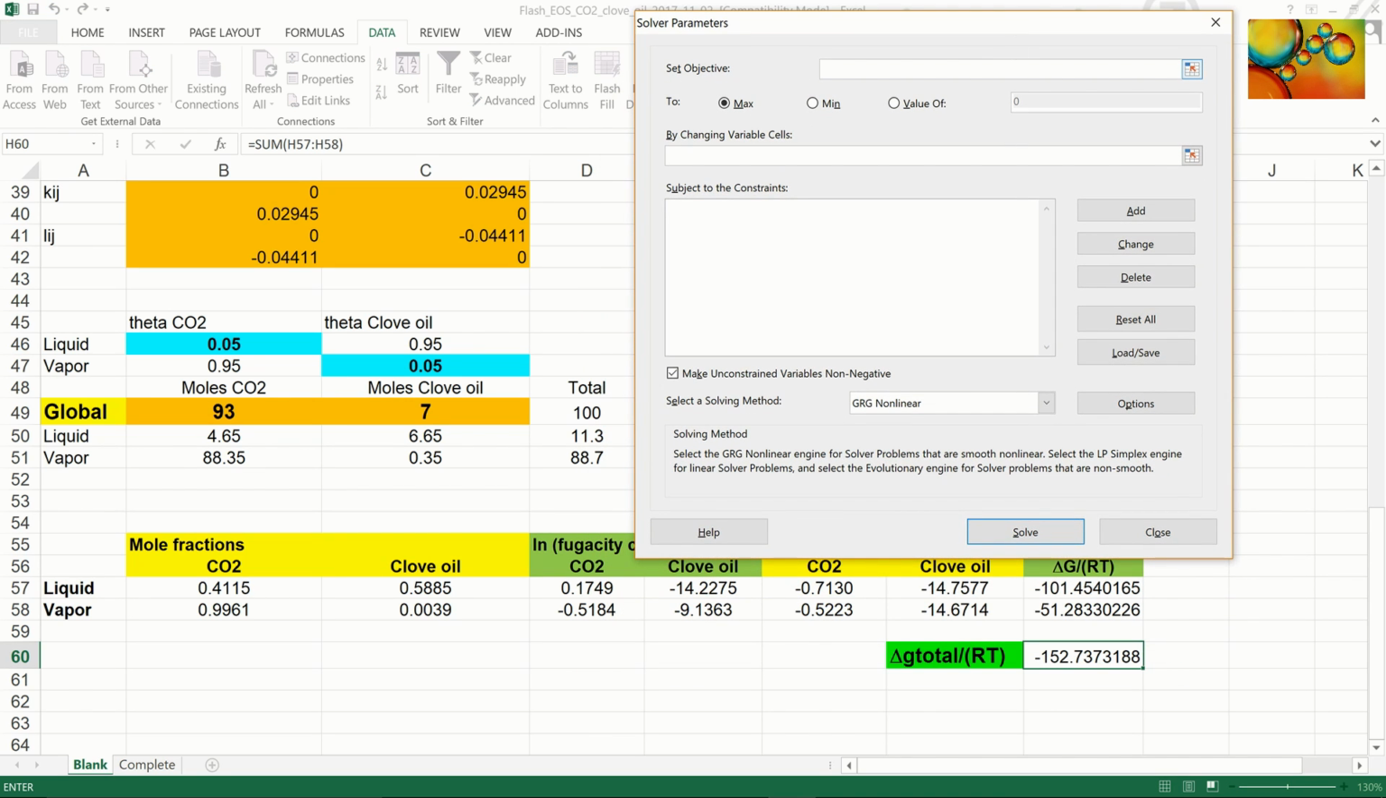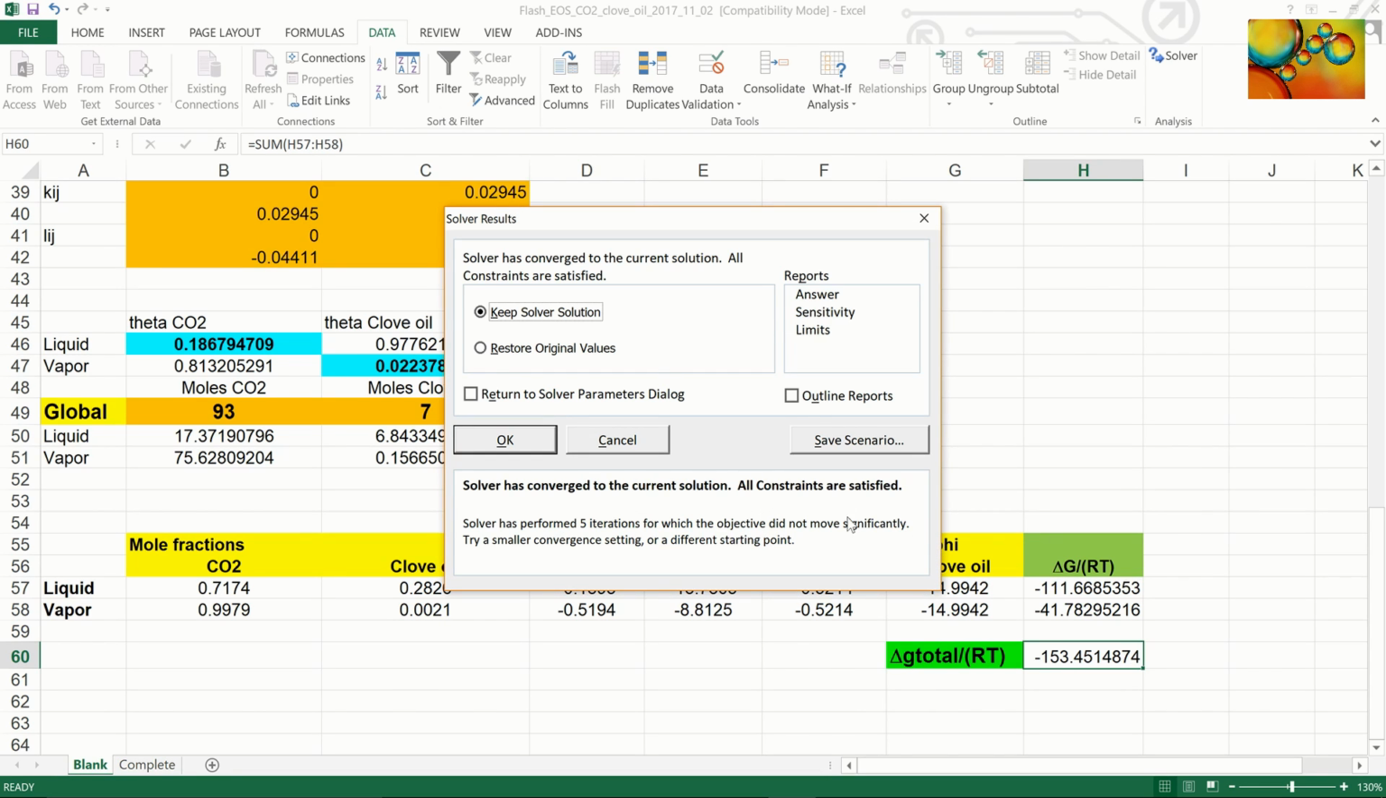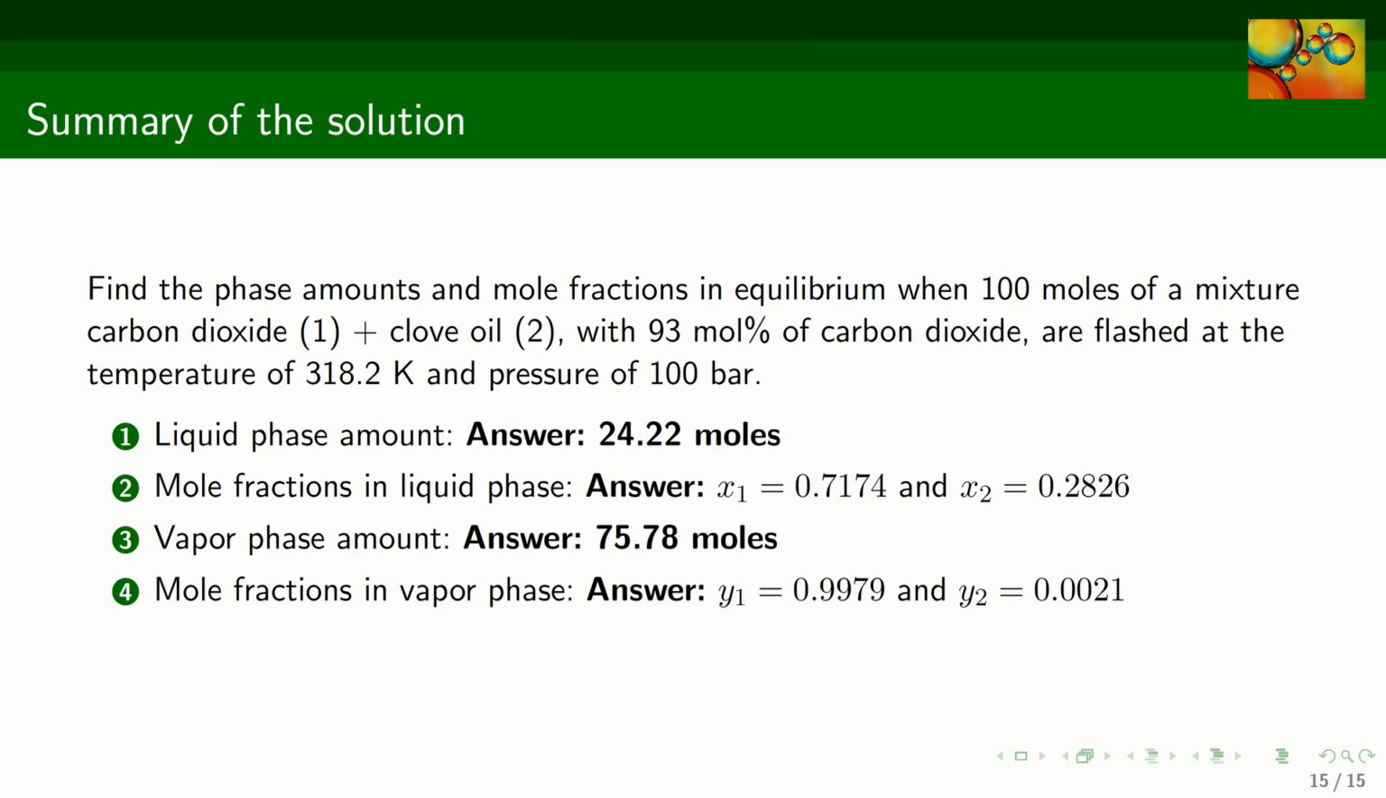Our set objective is to minimize this cell, minimum, and we will change the theta values that have blue background. We press solve, Excel works on it and has the answer now, which appears here. This is the summary of our solution. The amount in the liquid phase is equal to 24.22 moles, and in the vapor phase it is equal to 75.78 moles. The mole fractions in the two phases appear on this slide, and we observe that the mole fraction of clove oil, substance 2, is way higher in the liquid phase than it is in the vapor phase.